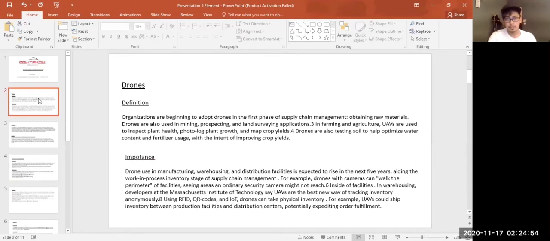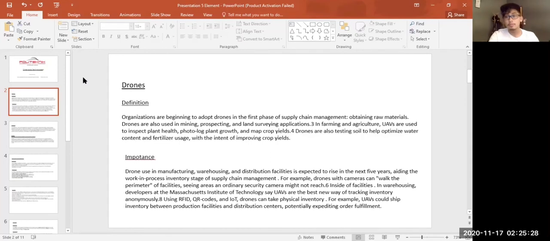Definition of drones: organizations are beginning to adopt drones in the first phase of supply chain management, obtaining raw materials. Drones are also used in mining, prospecting, and land survey applications, and in tree farming and agriculture. They are also used to inspect plant health, photolog plant growth, and map crop yields. Drones are also testing soil and help optimize water content and fertilizer usage with the intent of improving crop yields.